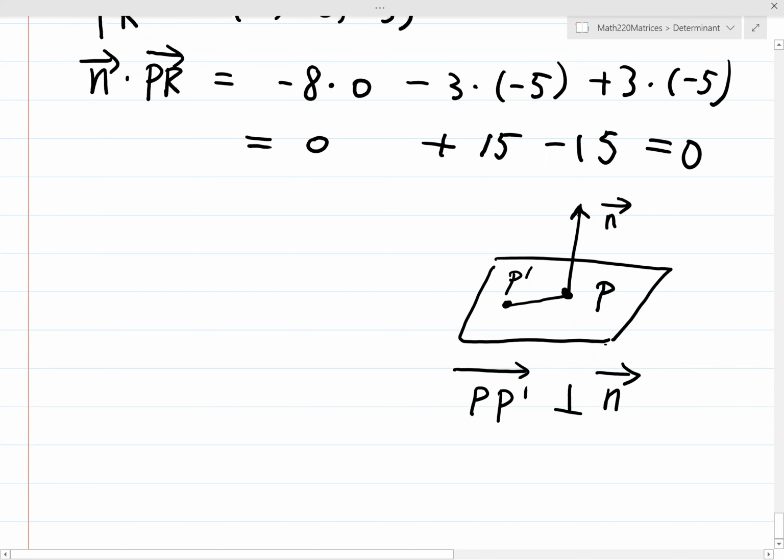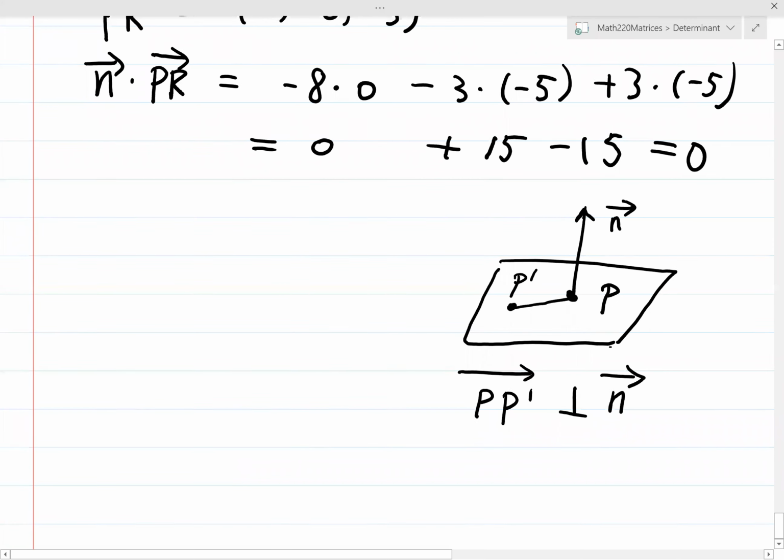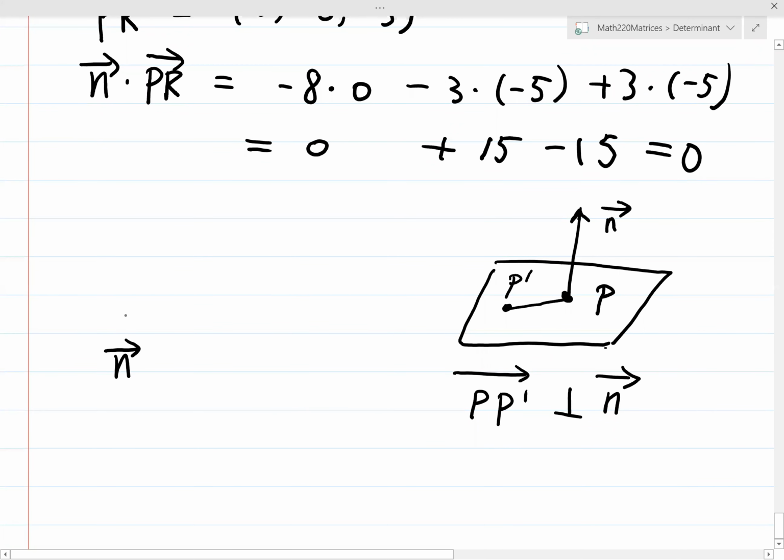P prime being in the plane is equivalent to the vector PP prime being perpendicular to the normal vector. So we get an n dot product. Since P is on the plane and P prime is on the plane, this is equivalent to n dot PP prime being 0.